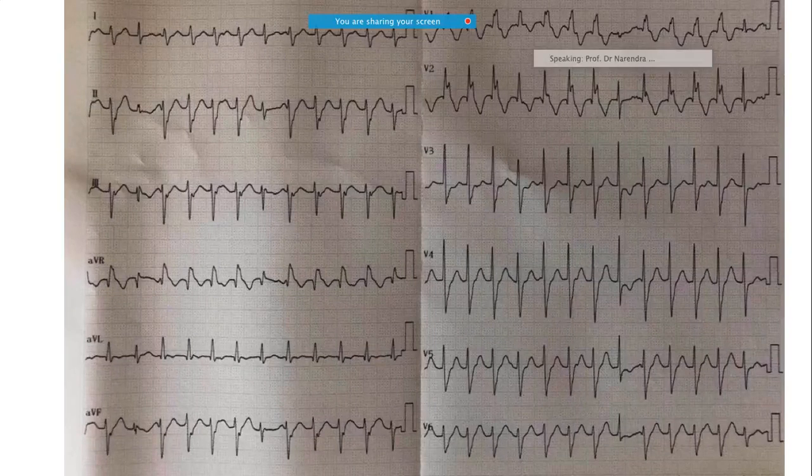Now I am going to wait for your answers, and I will be going very, very slowly, with a step-by-step approach. So what happens? This is an ECG of a 25-year-old male patient who comes to you in the emergency area.